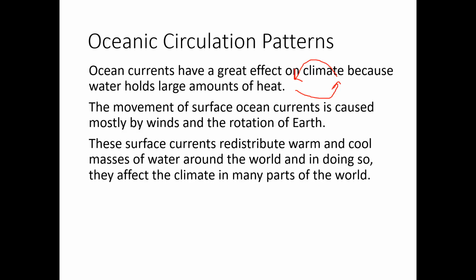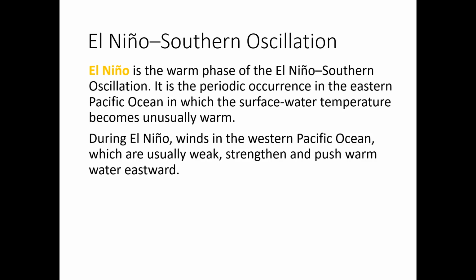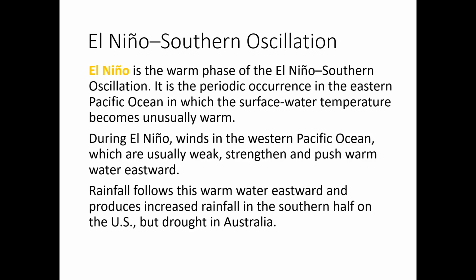How these ocean currents move is caused largely by your winds and by the rotation of Earth. And these surface currents are also going to redistribute the warm and cool masses of water around the world, which is going to alter the climate in different parts of the world. One of these movements of water is known as El Nino. El Nino and La Nina are opposites of each other, and they occur every 2 to 7 years.